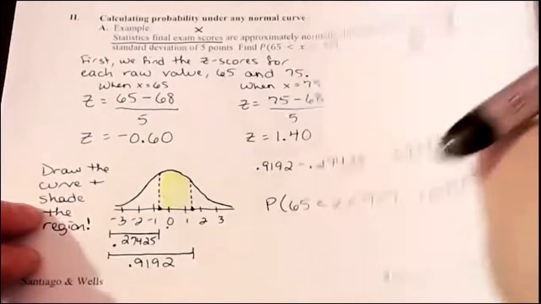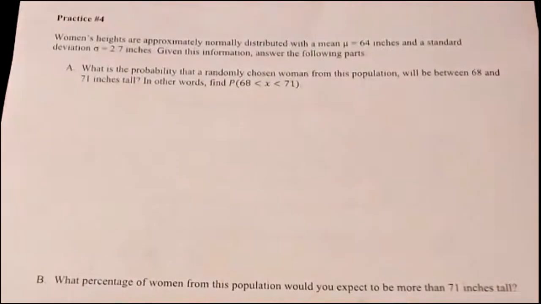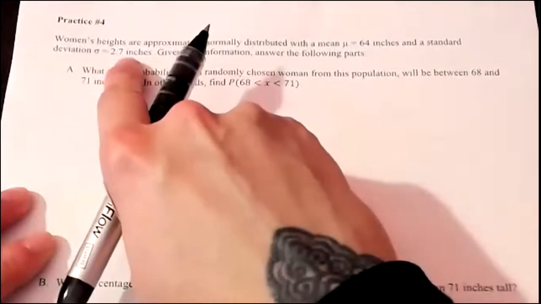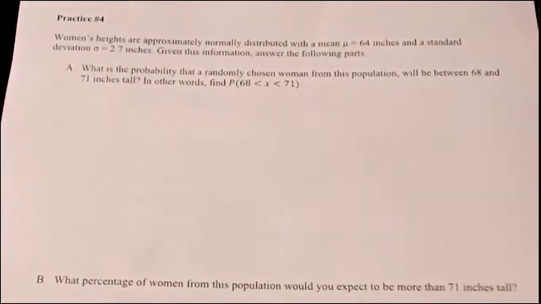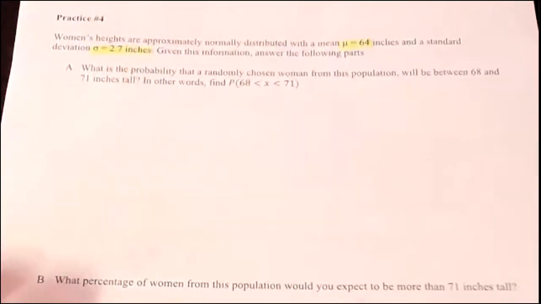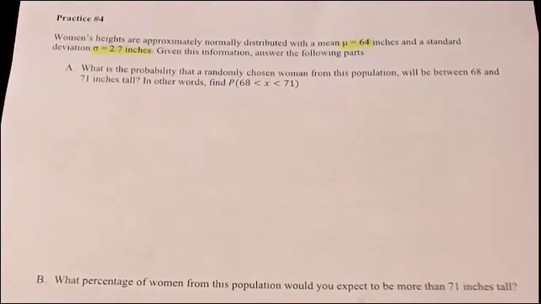Turn the page. One more problem for today. Practice number 4. Women's heights are approximately normally distributed with a mean of 64 inches and a standard deviation of 2.7 inches. This is nice. We're already provided this information, so it may just be helpful to highlight what we have. Boom, there it is. Given this information, answer the following parts.